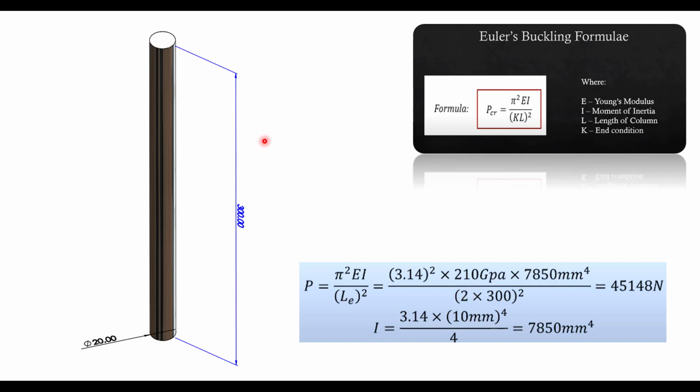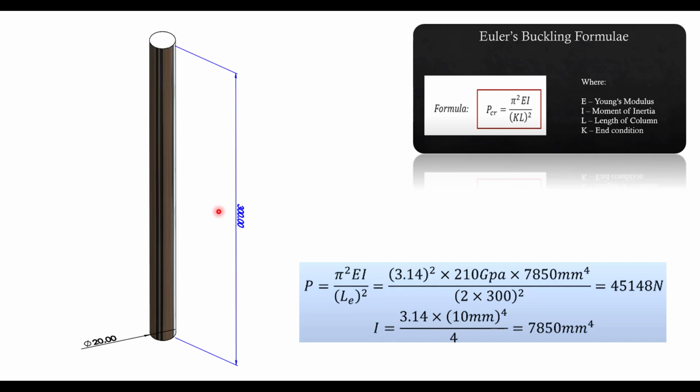One end is fixed, I'm considering, and on the other end I'm applying the load, so K is equal to 2, here into 300, 300 is the length, squared. If I put these values and all the inputs, I'm getting the value as 45.15 kilonewton as the critical buckling load factor, BLF. So for me it is this 45 kilonewton.